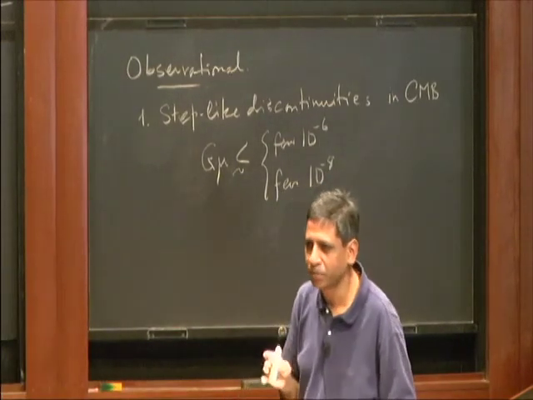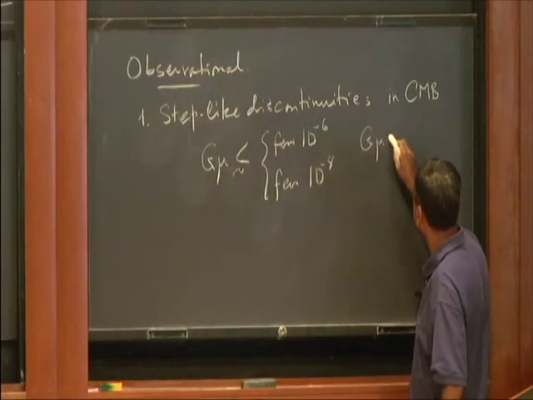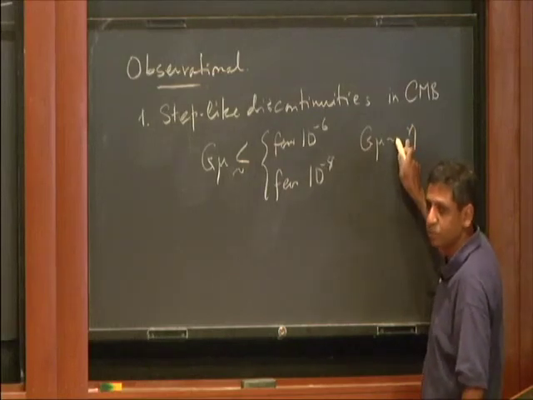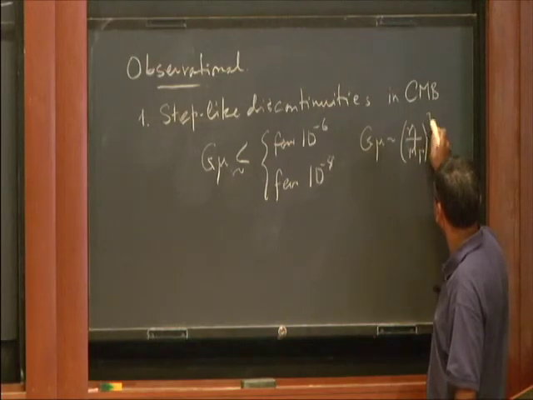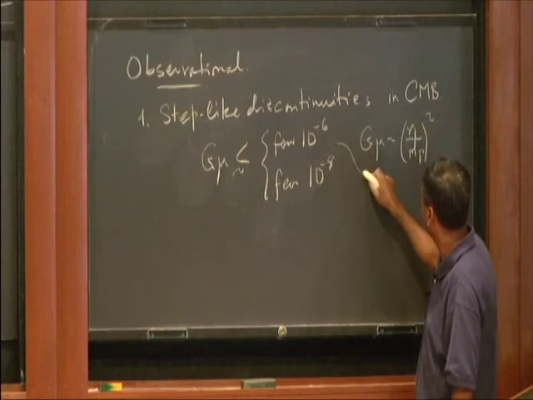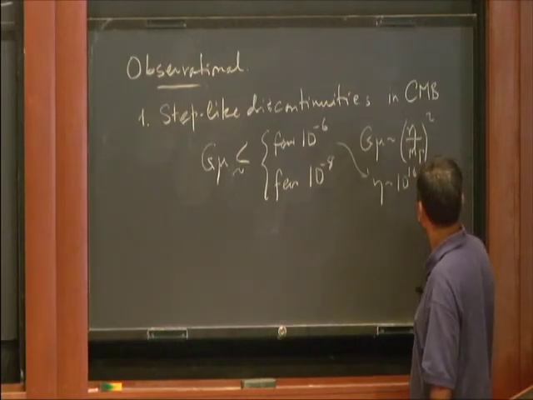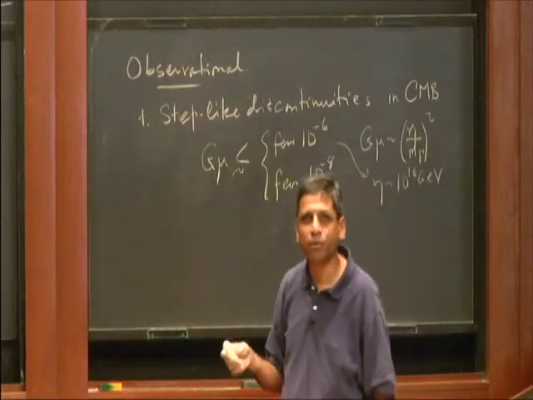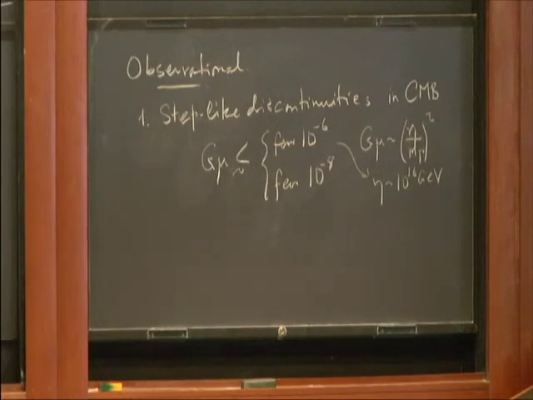Just to give you a ballpark figure, G mu is roughly the scale at which the strings were formed divided by the Planck scale squared. So if you have G mu of 10 to the minus 6, then that is telling you eta of 10 to the 16 GeV, which is, I think, an epoch of 10 to the minus 35 seconds after the Big Bang. So you're constraining that strings formed after 10 to the minus 35 seconds after the Big Bang.